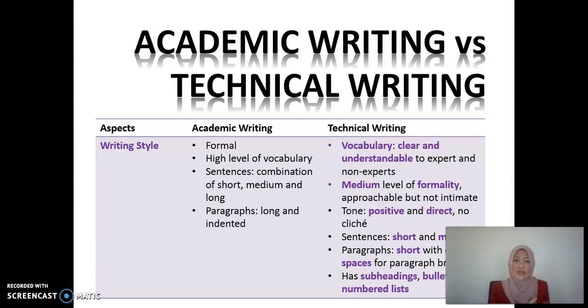However, on the contrary, for technical writing, when we talk about its writing style, the vocabulary needs to be clear and understandable. Everyone can understand it, be it the expert, be it the non-expert. It has a medium level of formality, approachable, but at the same time, it is not intimate. The tone is positive, direct, no cliche. Sentences consist of short and medium. And the paragraph is short, but you have extra spaces to indicate a paragraph break.